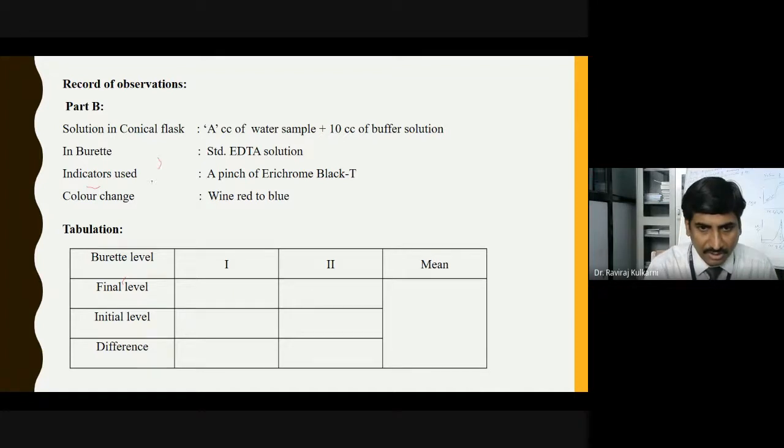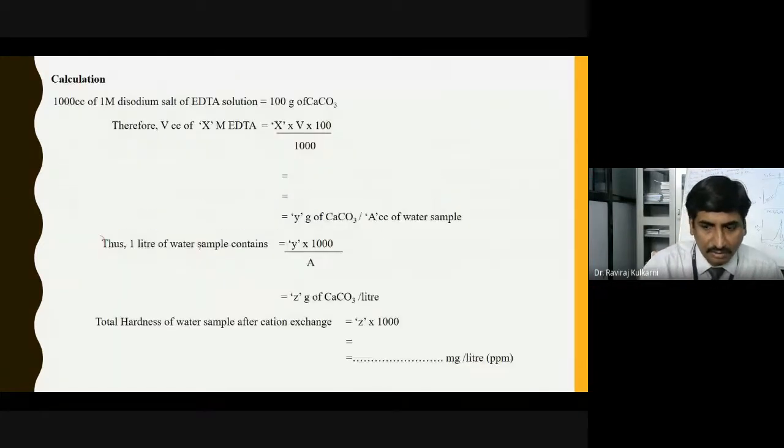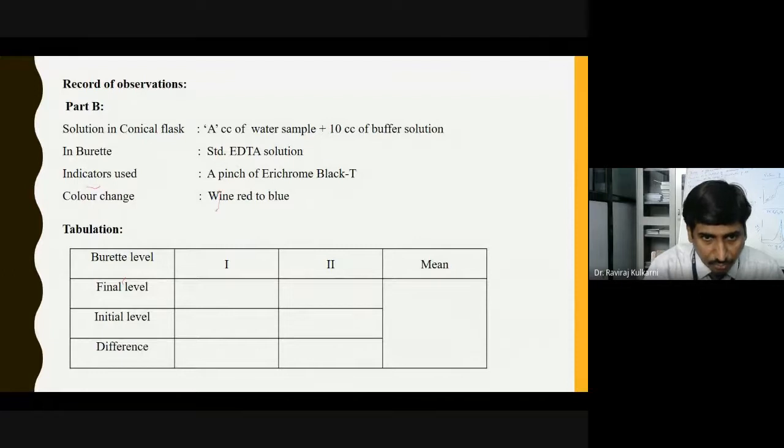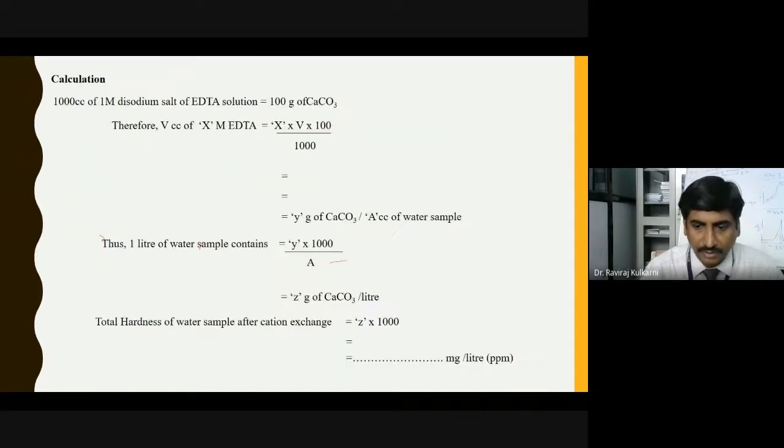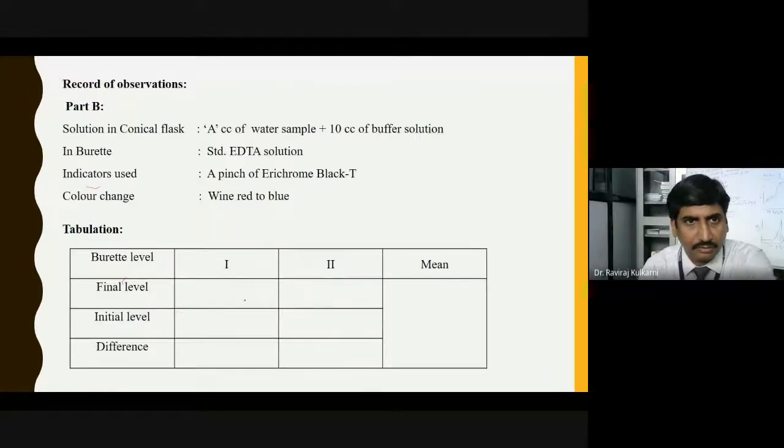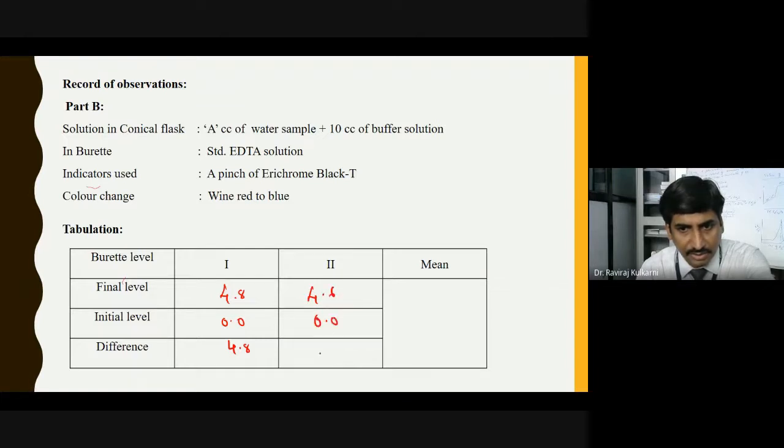After the ion exchange process, I got 4.8 ml burette reading. Initial I kept as 0, so the difference is 4.8. One more set I have taken, 4.6 cc. Difference is 4.6. Okay, so you do the calculation.